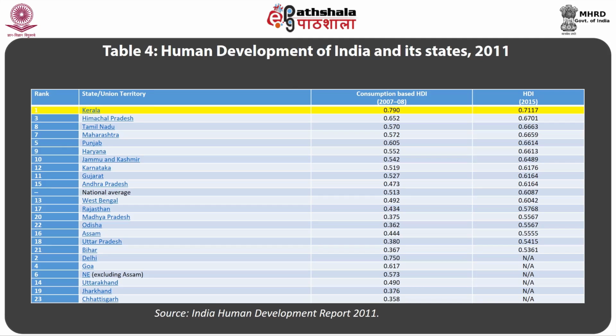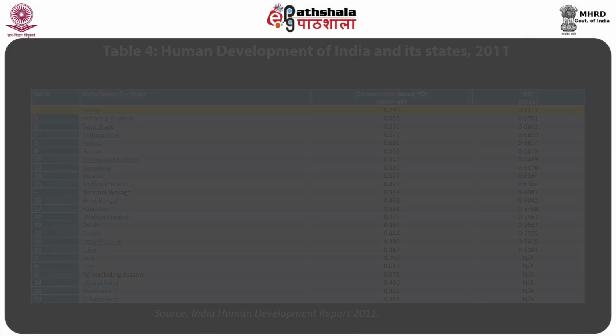Let us discuss the scenario across different states of India. The table illustrates the Human Development Indices for India and all its states for the year 2011. Results show that in every state as well as in India, there was a positive change in the indices of human development. Kerala is the only state where negative growth has been observed in the Human Development Index, although Kerala has the highest Human Development Index value in India.